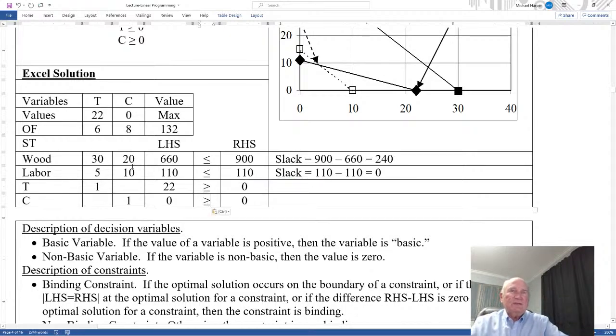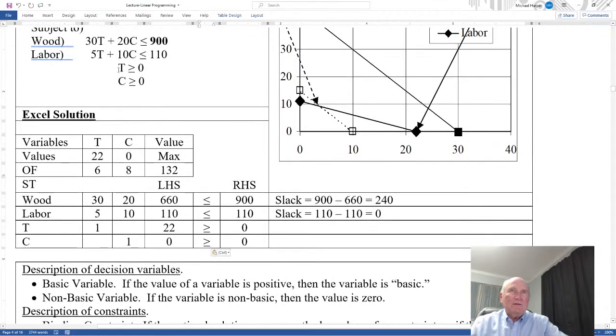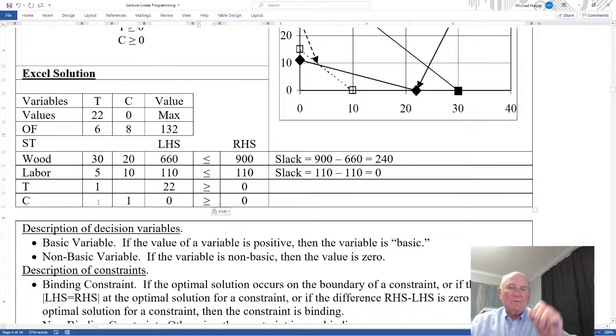So I have 4 constraints here. And there they are, T and C. 1 times T, 1 times C, and 22, 0. That's the coefficient of T. Coefficient of C is 1 and 1, and 0 and 0. So when I multiply, this is the left-hand side, this is the right-hand side. So notice the left-hand side. When the left-hand side equals the right-hand side, what's the difference? The difference is 0. And that's called a binding constraint.